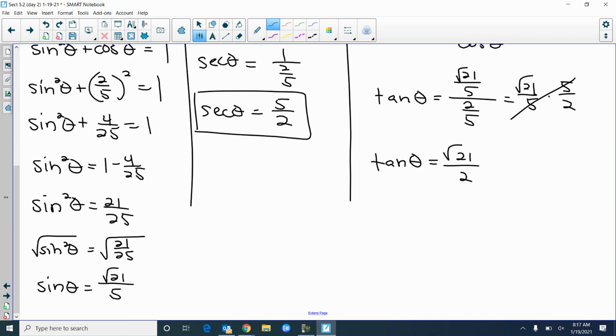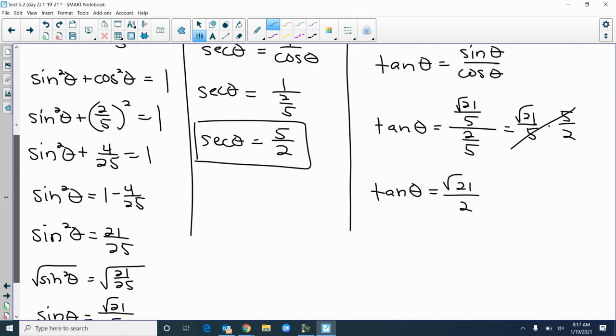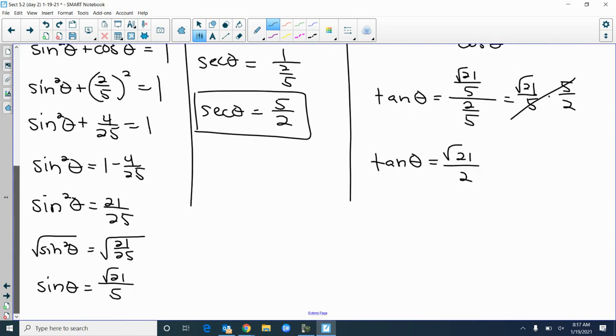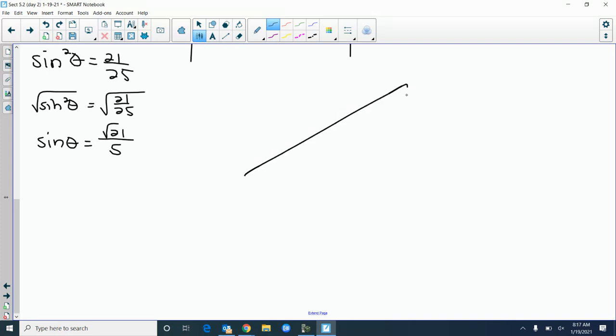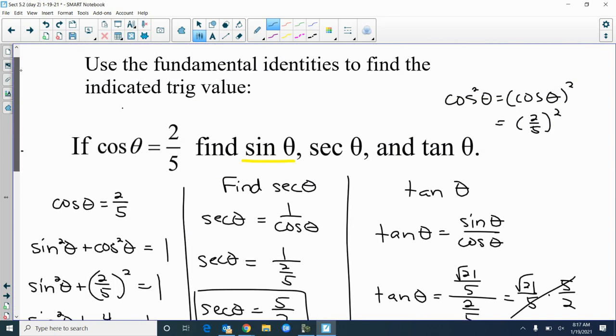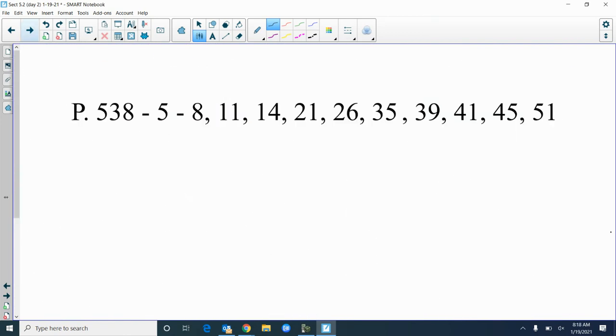Now, like I said, I wanted to use the fundamental identities. If you are not told to use those, you can make a right triangle, put your angle here, adjacent is 2, hypotenuse is 5. You can figure out the missing side and then do it that way. But you have to understand that these all work together. Page 538, that's 5 through 8.